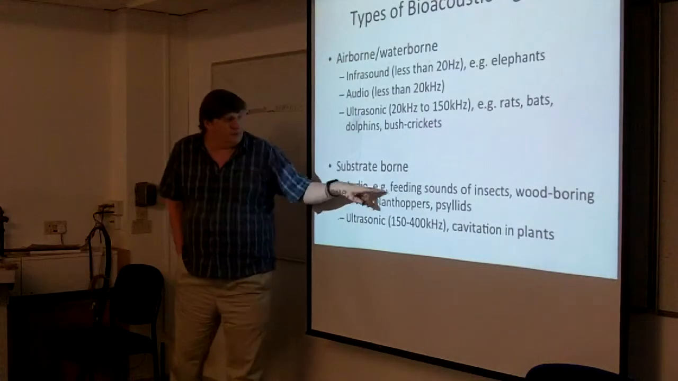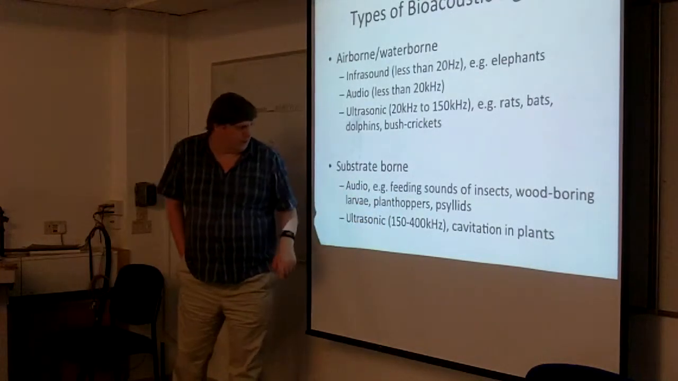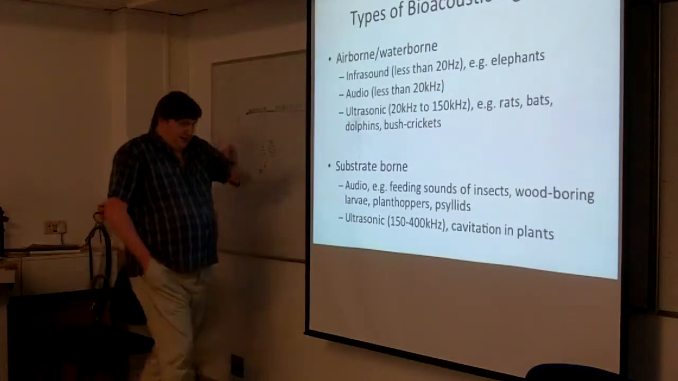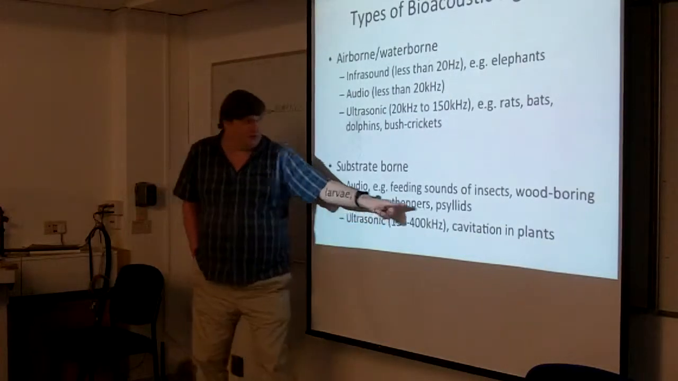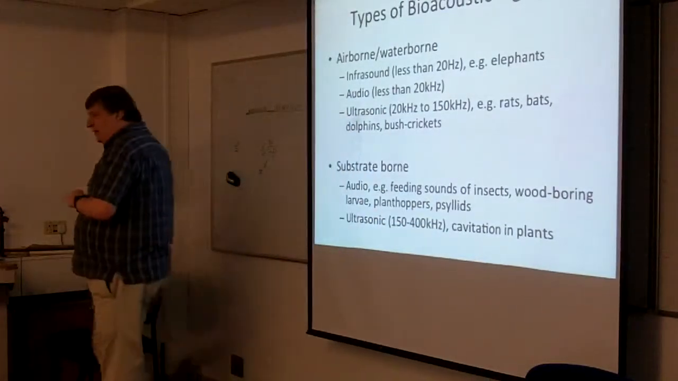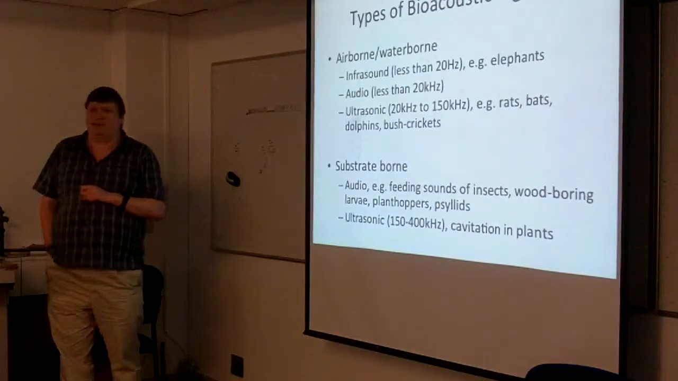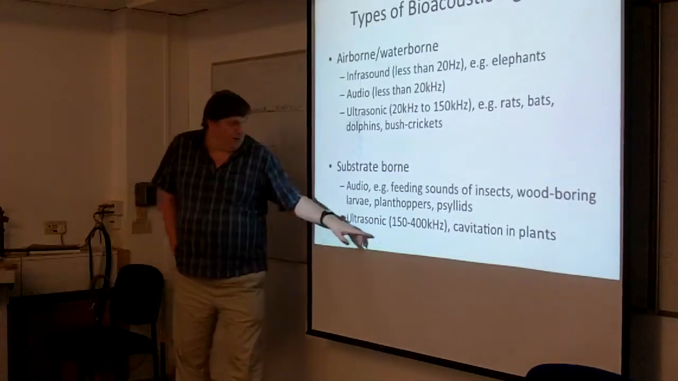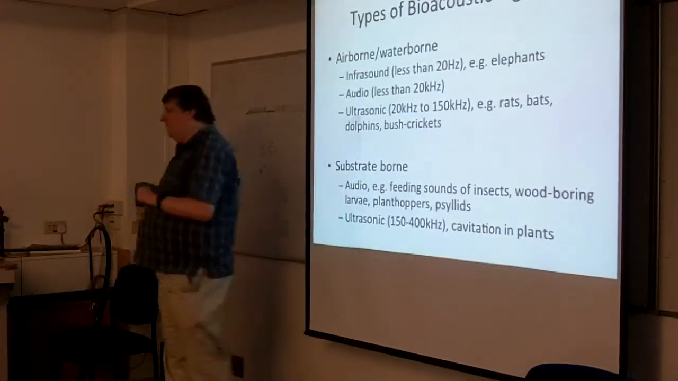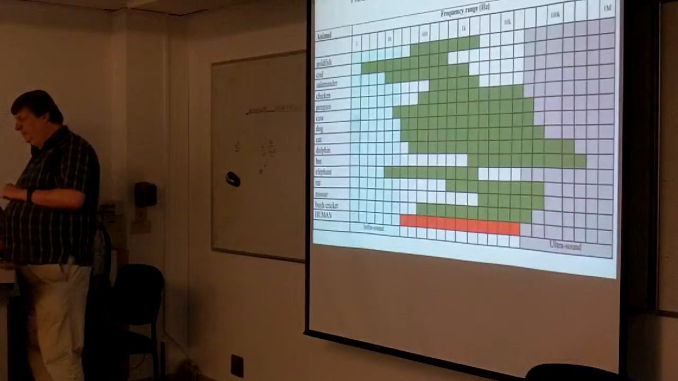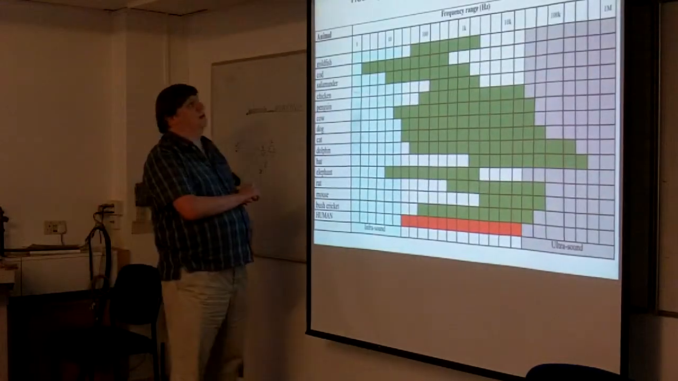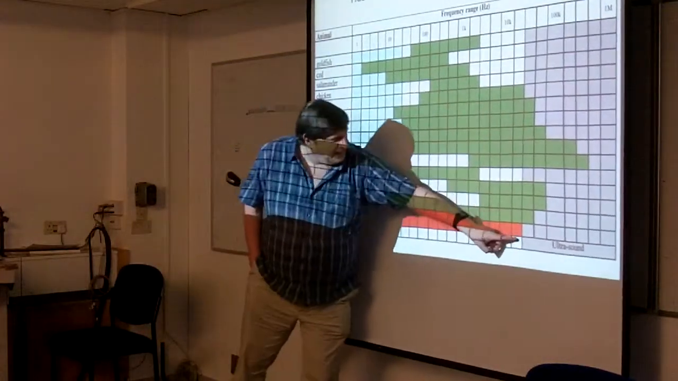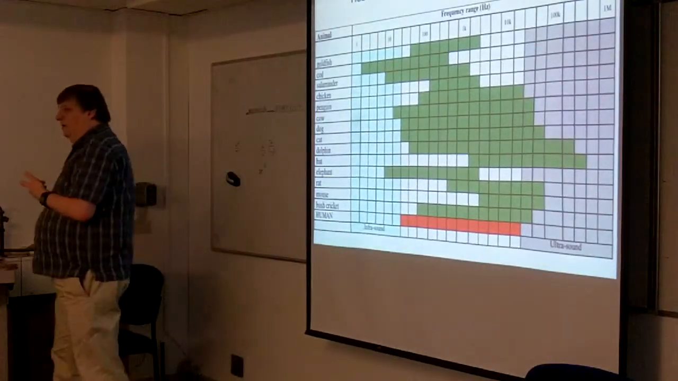And these can be audio, so feeding sounds of insects, wood boring larvae, plant hoppers. Psyllids are little tiny insects which create the most amazing noises. I don't have any examples today, but if you look up psyllid acoustics, you'll get straight to a Natural History Museum webpage and you can listen to some of the sounds. They're just fantastic. Then you have the ultrasonic substrate-borne, which is primarily cavitation in plants, which I'll talk about in a little bit. So this gives you a rough idea of the frequency ranges of different animals. The human is in red. Now, my hearing is pretty poor.